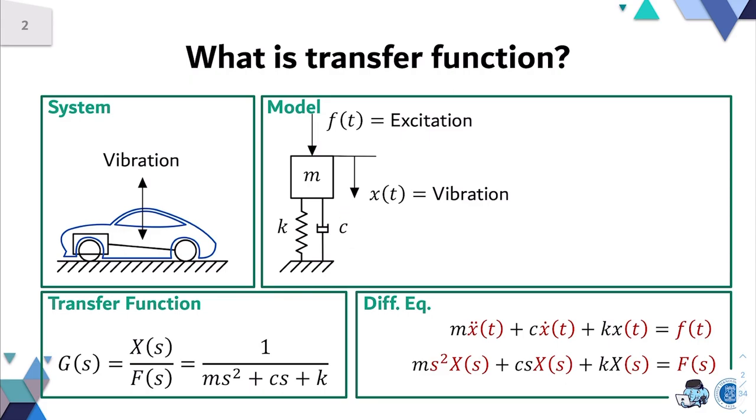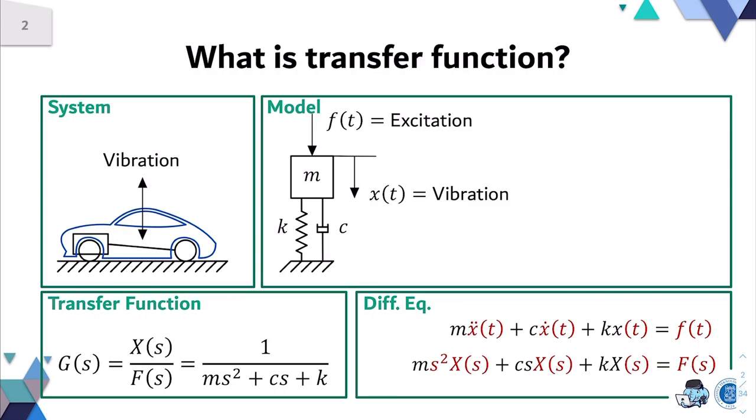The excitation that is produced by the engine is represented by F(t), which is force as a function of time. Meanwhile, the response of the system is x(t), the displacement of the mass as a function of time. In order to describe the dynamic characteristic, we will correlate the response and the excitation.